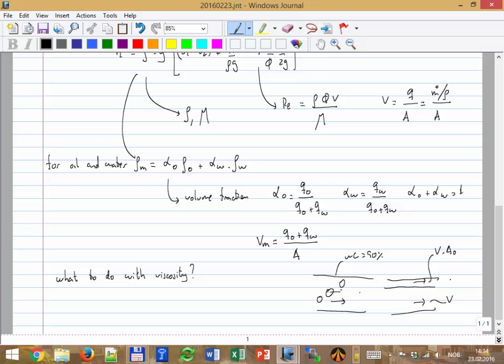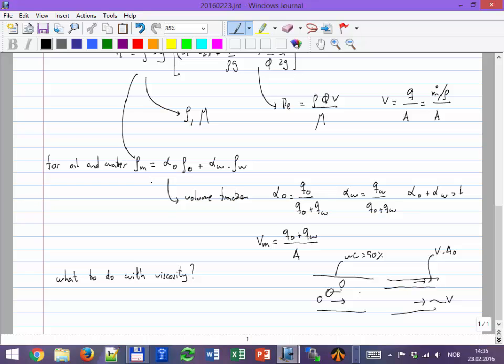It's like each phase is not occupying the whole pipe. It's only sharing the pipe with another phase. But for this assumption, for using this equation, we have to say that the velocities are the same and the equivalent density of the mixture can be calculated like this.